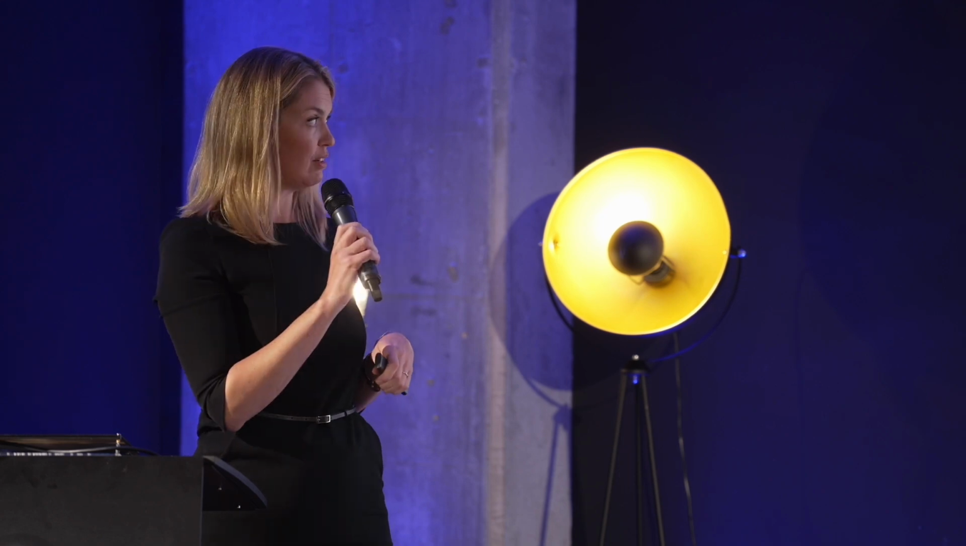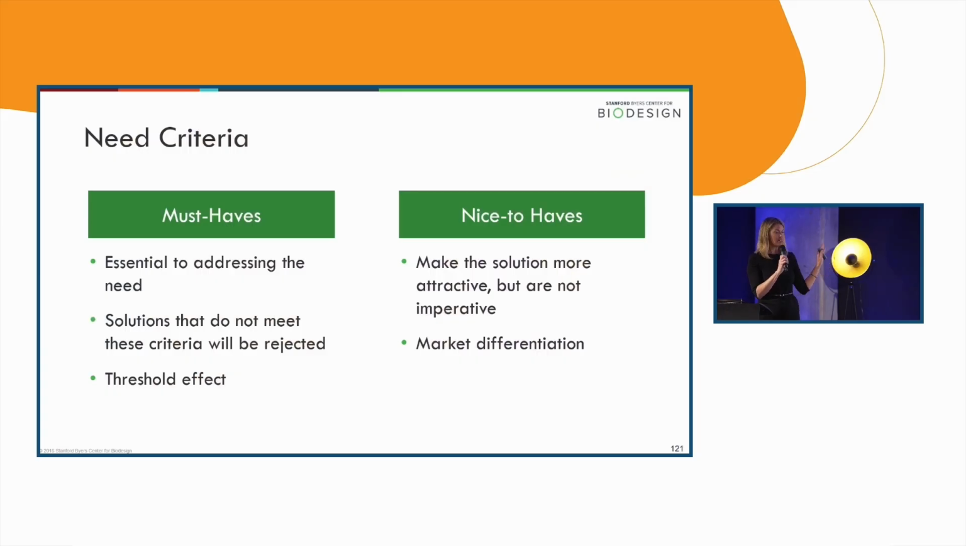Need criteria are super important because they tell your engineers how to make your device, but they also need to be solution agnostic. Must-haves are things that you absolutely have to have to gain entry into the market, and nice-to-haves are things that are really market differentiators that blow things out of the water.